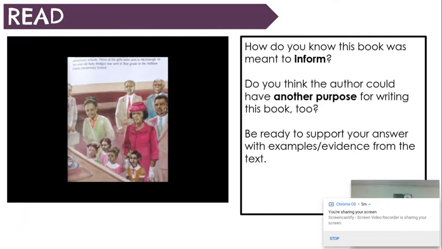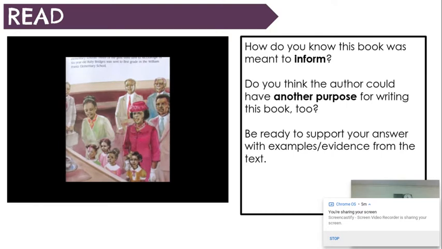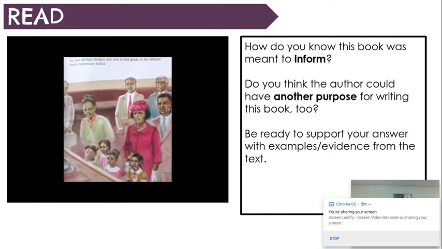3 of the girls were sent to McDonough 19. 6-year-old Ruby Bridges was sent to first grade in the William France Elementary School.